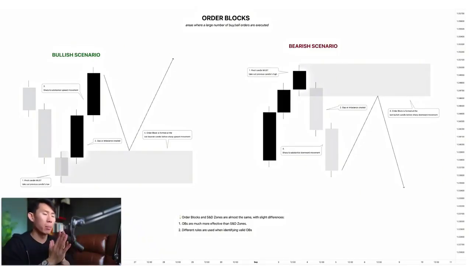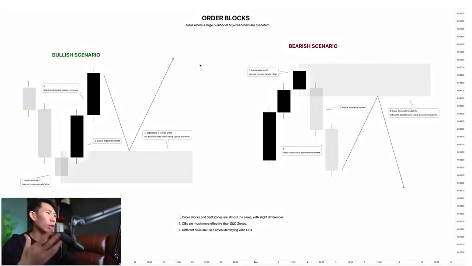Now, order blocks and supply and demand zones are very similar with just a few differences. The first difference is that order blocks are much more effective than supply and demand zones. Because after all, the point of order blocks is to really show us where smart money has entered into the market and where they are most likely going to enter again. The second difference is that different rules are used when identifying valid order blocks. For a zone to be considered an order block, it needs to meet 4 criteria, which I'm going to show you later.